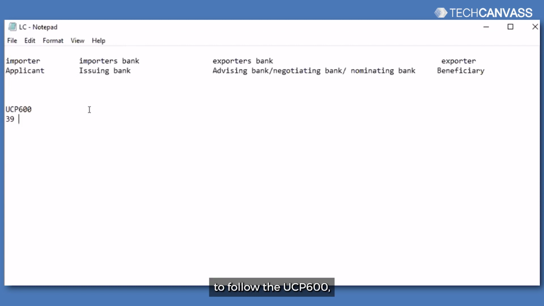If they don't want to follow the UCP 600, they can just mention in the letter of credit that this is not subject to the UCP 600. Okay. This is the letter of credit flow.